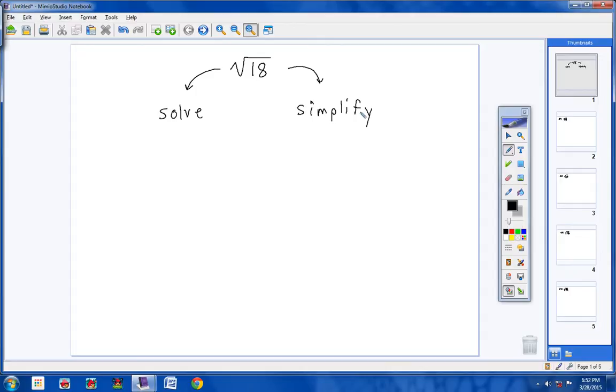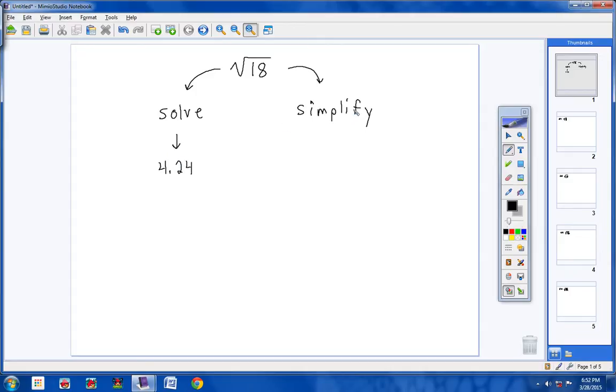If I ask you to solve the square root, you just simply type it into your calculator. So square root of 18, you get 4.242640687. So I'm going to round that to 4.24. Okay, Jonathan, that's easy. Grab a calculator, type it in, you've solved it.